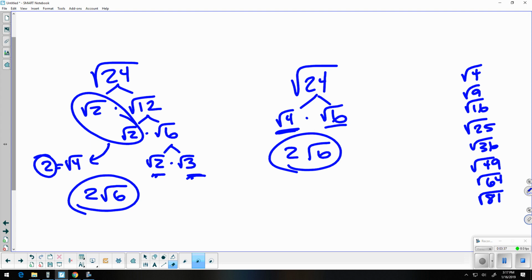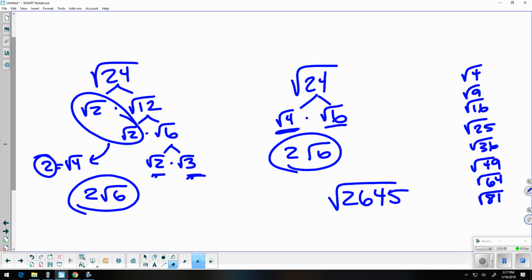I think the first way, though, honestly makes more sense in the end, because you might be sitting here for a while if you have a really big number. If you had the square root of, I don't know, 2,645, something like that, you might be sitting here for a while trying to find that perfect square. So you could just break it down into prime factors and find matching sets.